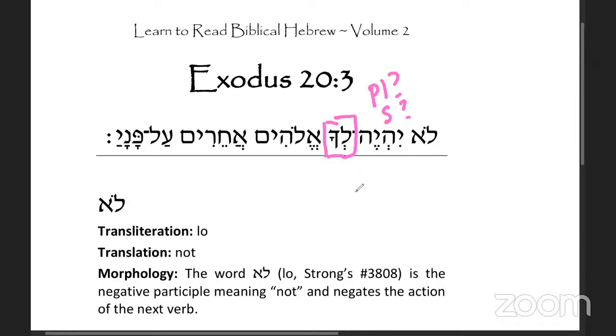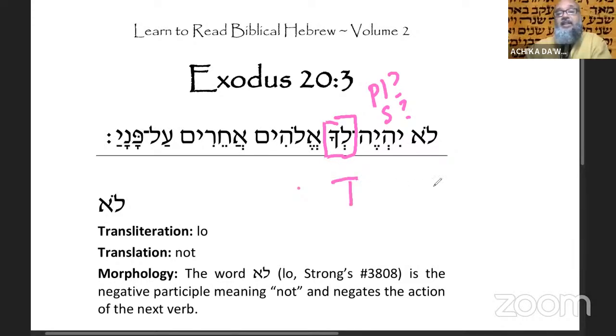That's like saying them. That's plural. No, the kaf on the end is singular, meaning you. Okay, a good try though. The reason it's singular is because it ends in this kaf right here with this little mark. So when he says it never shall exist to you an Elohim after another upon my face, right?